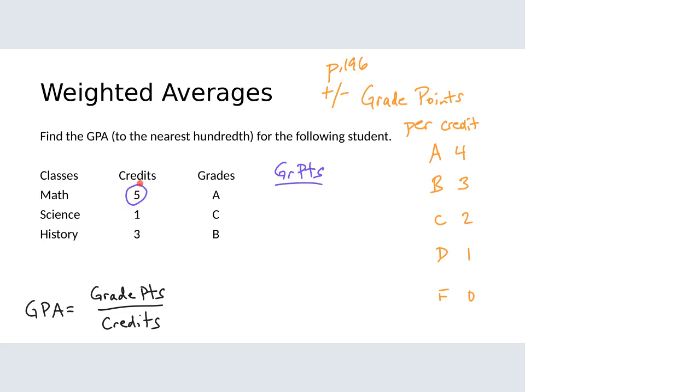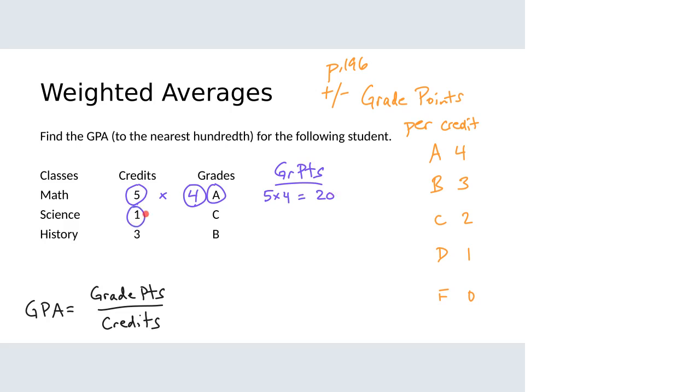This student took a 5-credit class and they got an A in it. An A is worth 4 points per credit. So we're going to multiply those, and 5 times 4 is going to give them 20 grade points for that math class. That 5-credit A is worth 5 times 4, or 20 grade points.